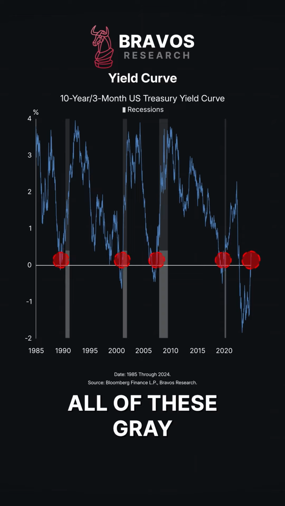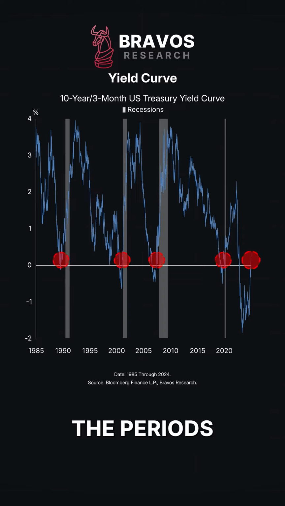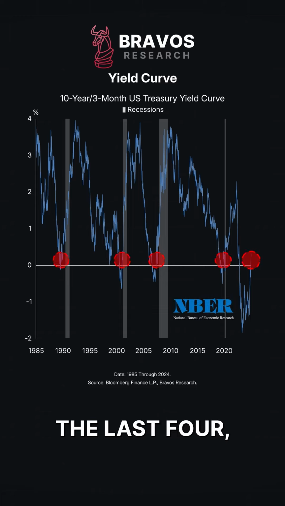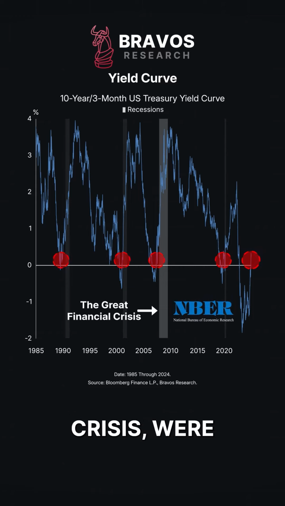the months that follow. All of these gray bars that you see here mark the periods identified by the NBER as being official recessions. The last four, including the Great Financial Crisis, were preceded by a yield curve un-inversion.